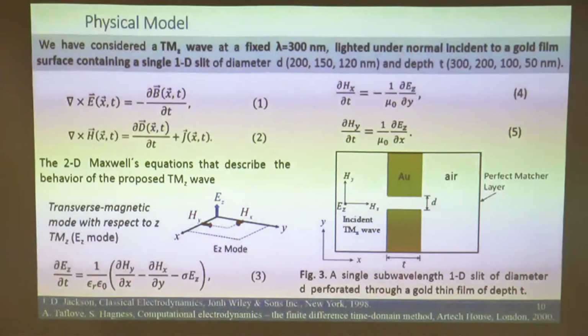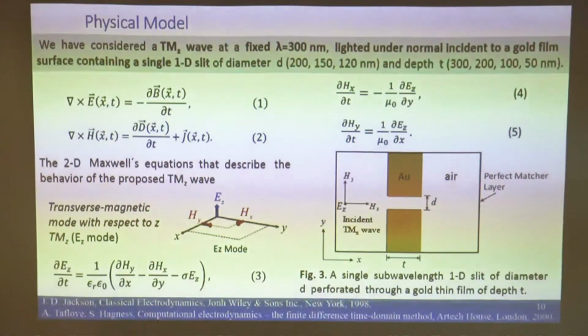What is the experiment that I simulate with? So we consider a TM, transverse magnetic mode with respect to C, TMz mode. And I fixed the wavelength. That's because in my lab, I only have one wavelength. I don't have different wavelengths.